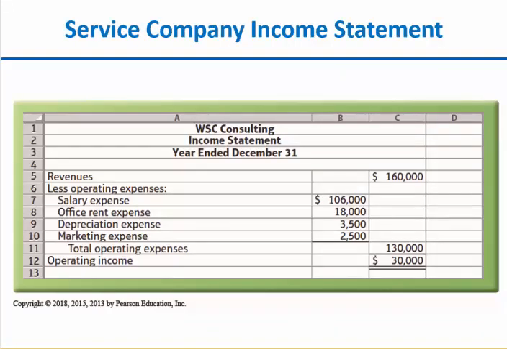A service company, as we know, typically does not have inventory accounts. In this case, we're looking at a consulting company, which generates revenues by providing services. The income statement starts with the revenues, then less operating expenses that include salary expense, rent, depreciation, marketing, and so on. The difference between the revenues and operating expenses gives you operating income, which is 30,000.